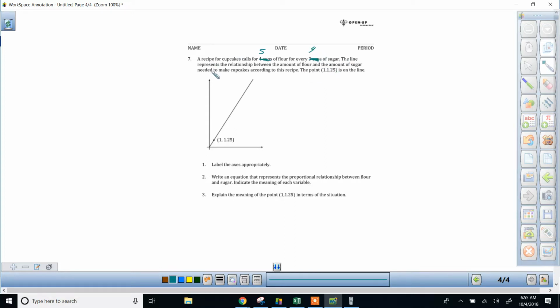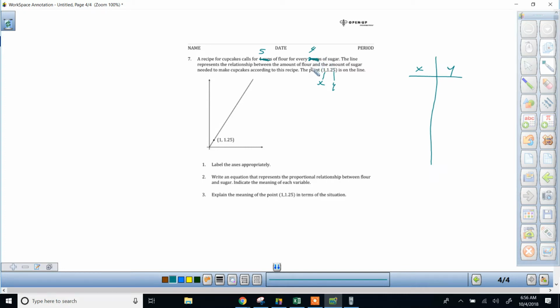We've got a recipe for the cupcakes: 5 cups of flour for every 4 cups of sugar, and the line represents a relationship between them. If we look at the very beginning here, we have two numbers, which means we have two quantities that we can put into our XY table. X is always on the left, Y is on the right in our XY table. And if you look at the point later on, the X value is 1 and the Y value is 1.25. So the smaller value is the X, and the smaller value for us is sugar.